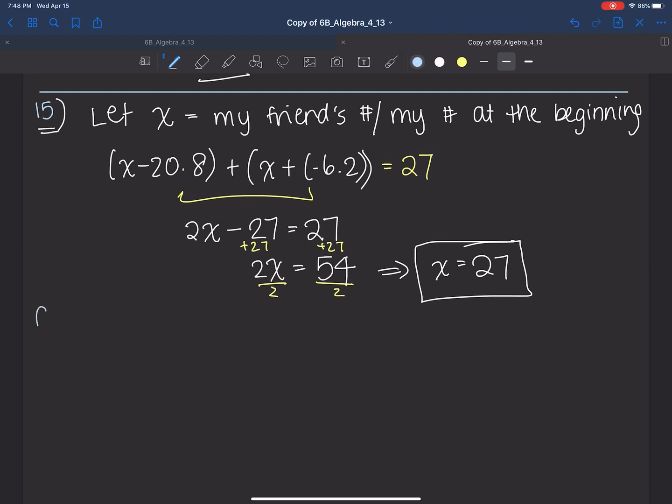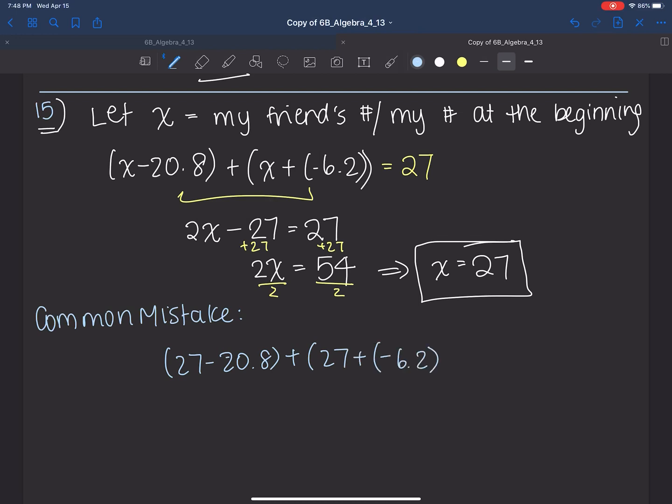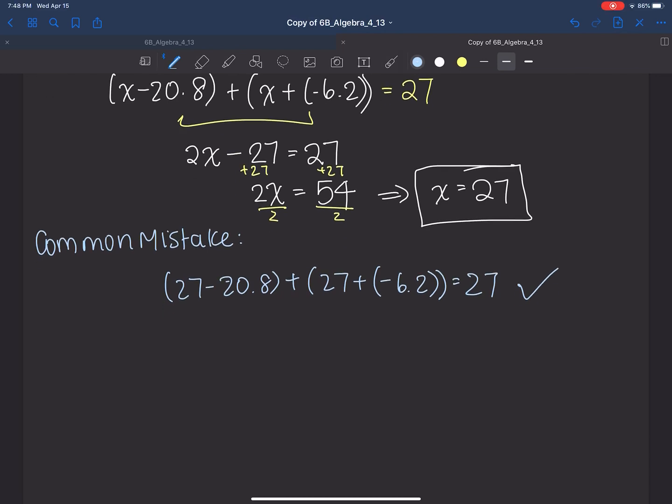The biggest common mistake that I saw is this. I saw work that just looked like 27 minus 20.8 plus 27 plus minus 6.2. This equals 27, so boom, we're done. Okay, this is a check. This is not really a solution. This checks that 27 works, but we don't know how we got 27.